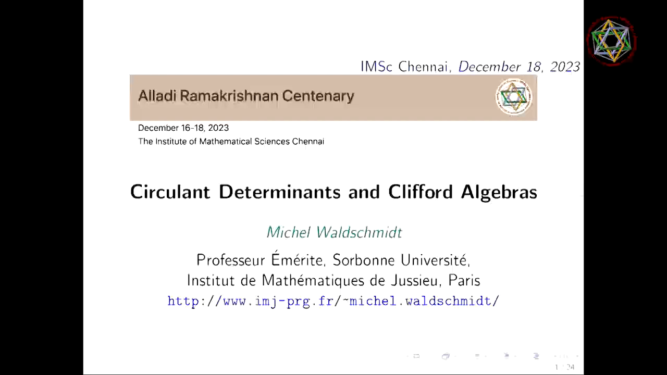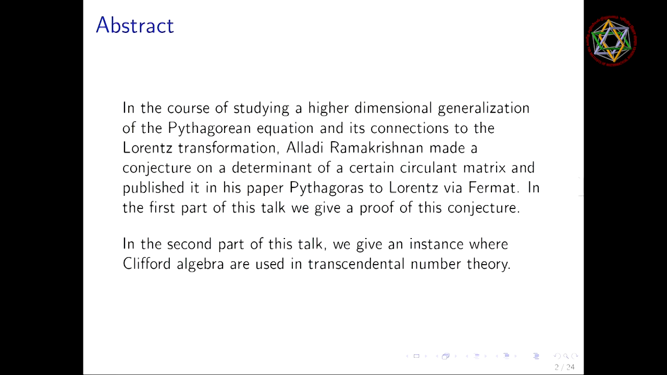So I have some very fond memories of my visits, and I chose two topics. One is circulant determinants, and the other is Clifford algebras. There is no direct connection between the two topics. The connection is just that the circulant determinant is a problem which was raised by Alladi Ramakrishnan, and I will explain to you the solution. It's some elementary calculus. And the second part is just to explain an example where the Clifford algebras, which are very much used in physics, occur also in transcendental number theory.